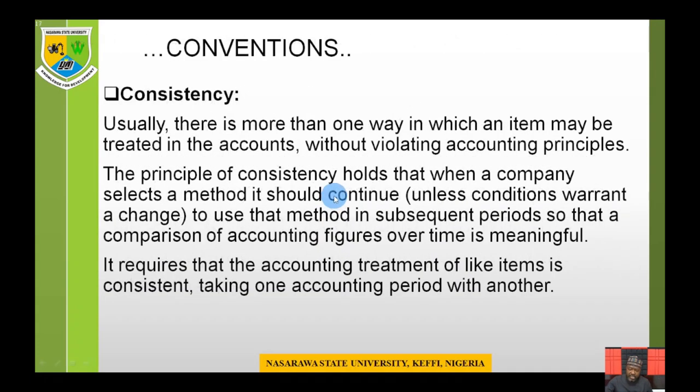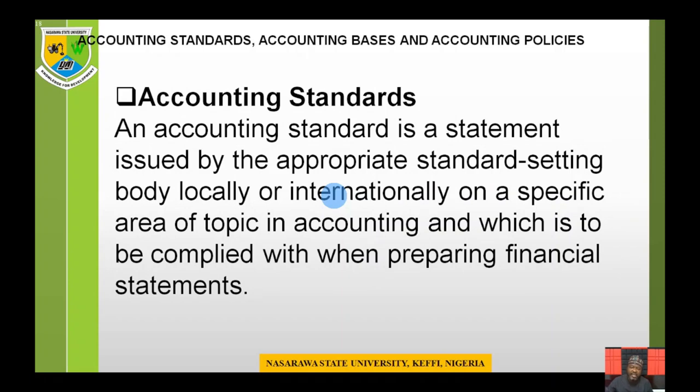Now, these are the concepts and conventions put together, considered as principles of accounting that govern accounting practice. Now, it is important that we look at accounting standards, what they are, accounting basis and accounting policies, and then we'll close our curtain until the next discussion. For accounting standards, we refer to accounting standard as a statement that is normally issued by the appropriate standard setting body locally or internationally on a specific area of topic in accounting, and which is to be complied with when preparing financial statements.